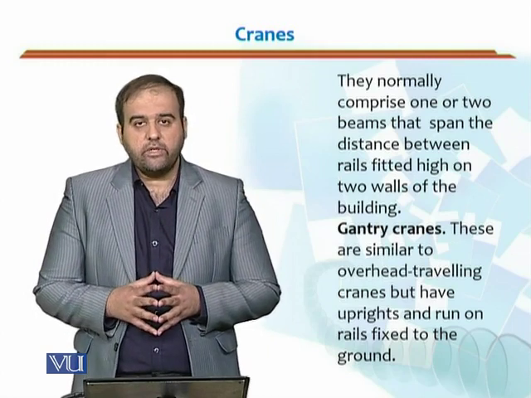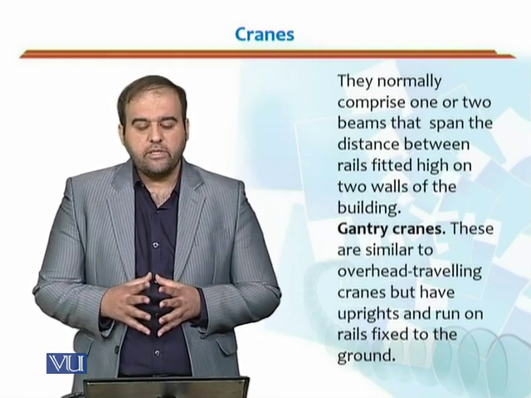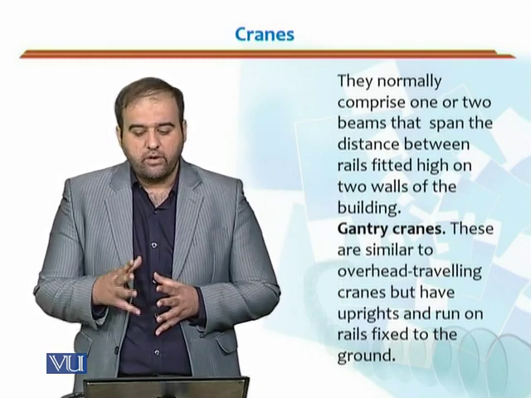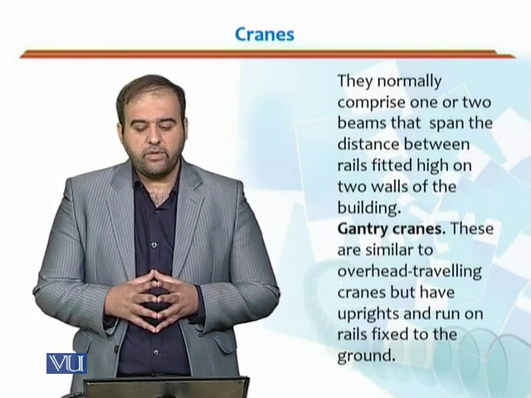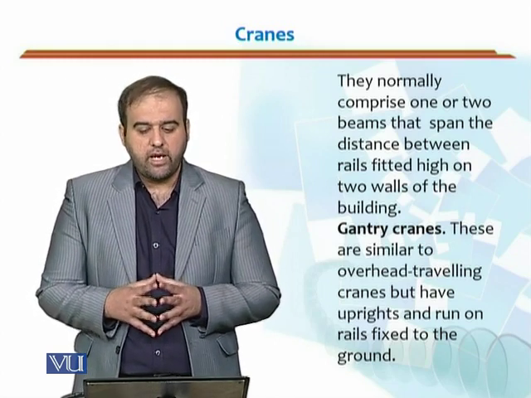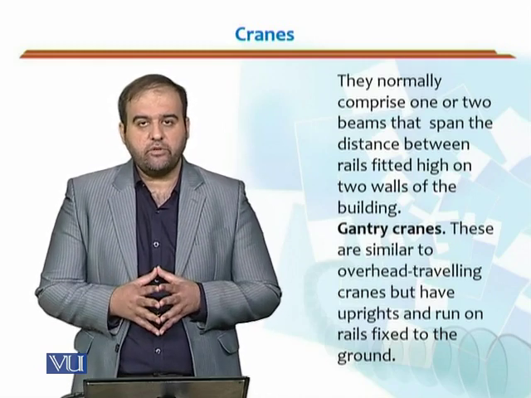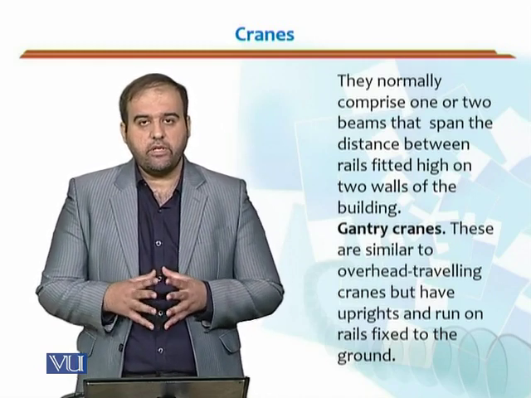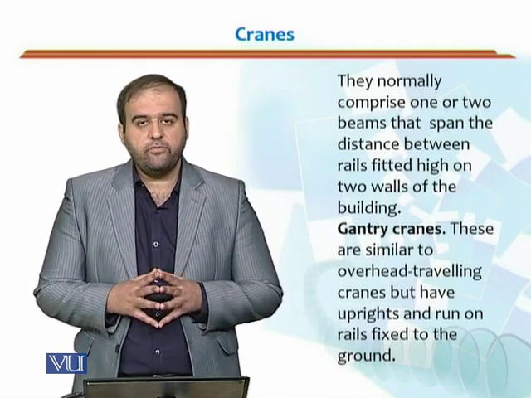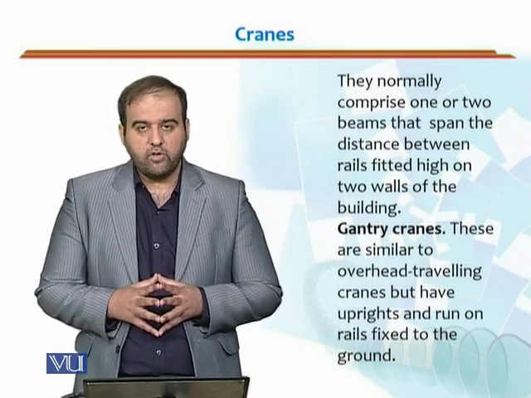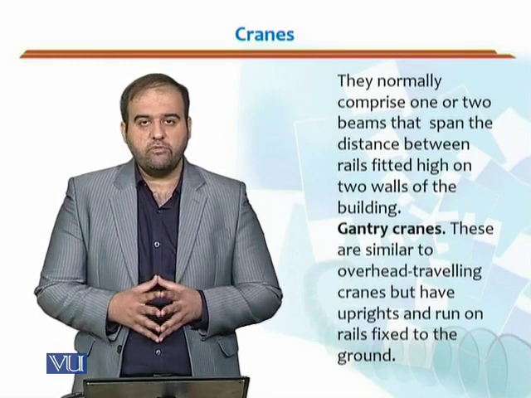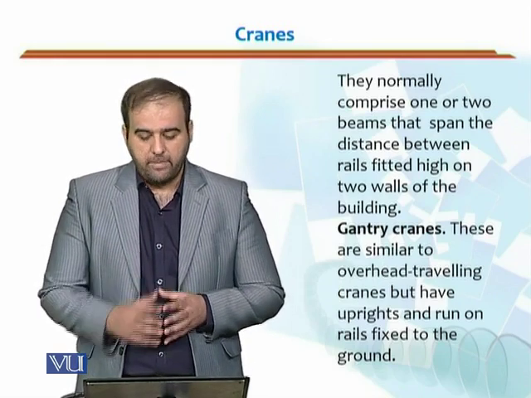Then we have gantry cranes. These are similar to overhead traveling cranes but have uprights and run on rails fixed to the ground. So what actually happens is they don't have the horizontal beams which are usually there for the traveling cranes. They have upright beams, and they would be fixed with the rail on the ground. So they would be moving on that rail. So of course they would have a restricted movement.